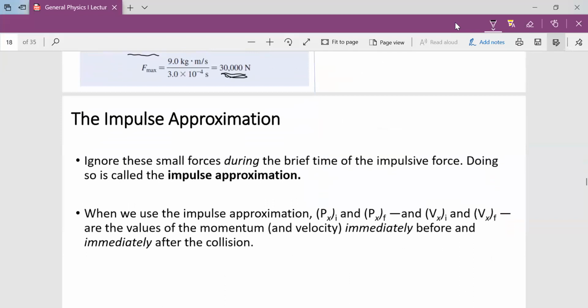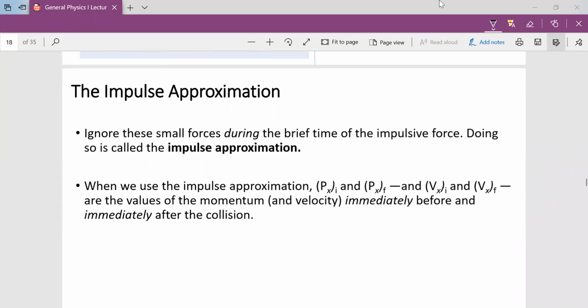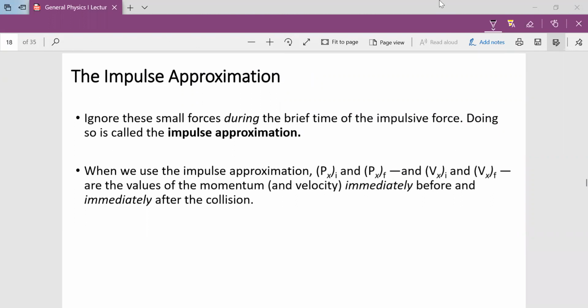Okay, so let's talk about another interesting thing about momentum that we really did not emphasize in our last class. It is called the impulse approximation. We know from our definition of impulse that impulse is actually the large force exerted at a short period of time. And we saw some examples. The common one is like the baseball we just saw.